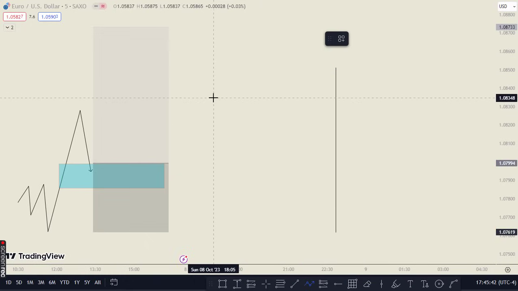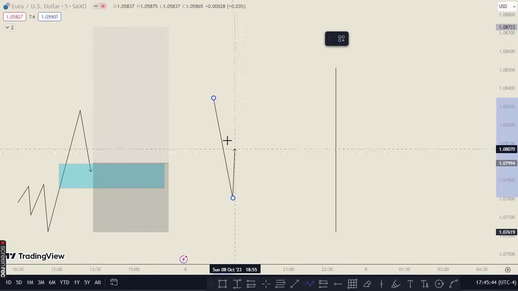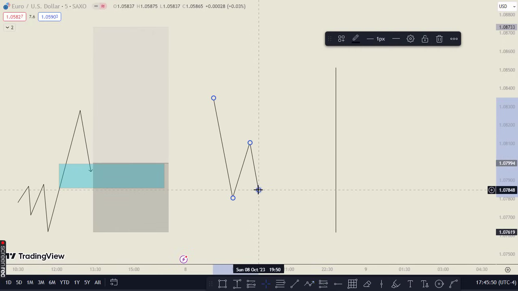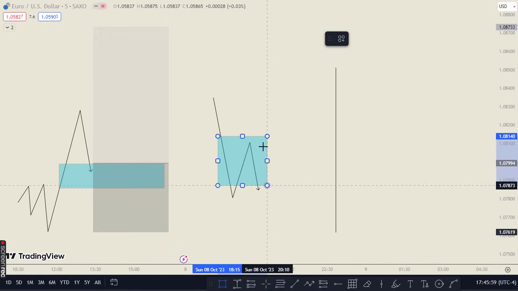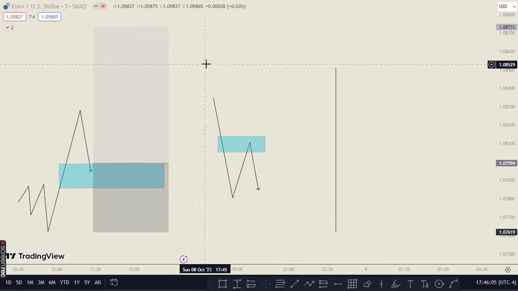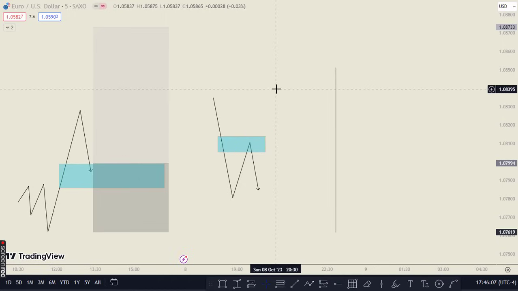So we have maybe an expansion right here. That expansion will leave a fair value gap. And now when we have a retracement and then form a swing, and that swing balanced that fair value gap right here, then this swing is automatically called an intermediate term high, right? And this is the first type of intermediate term high.